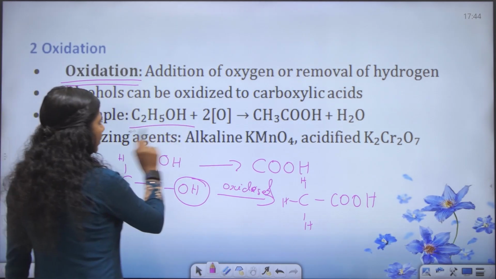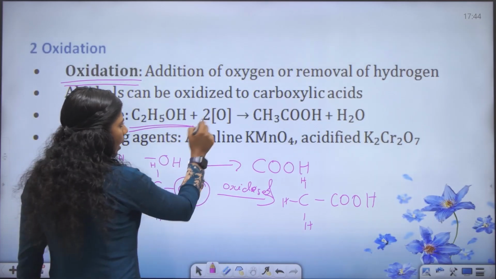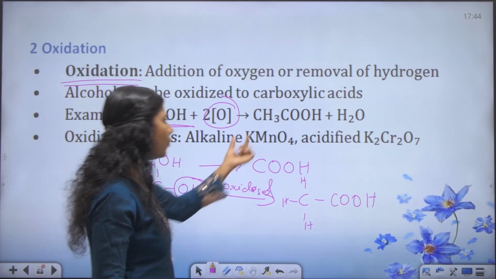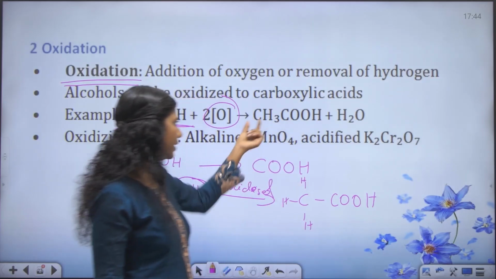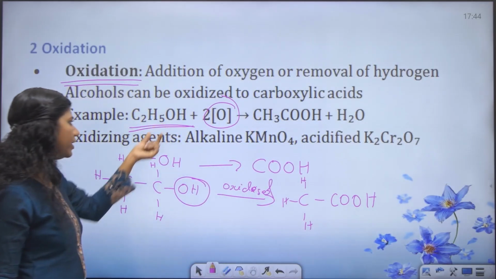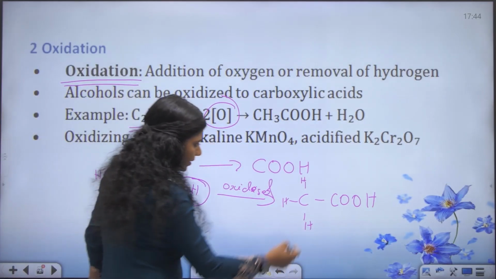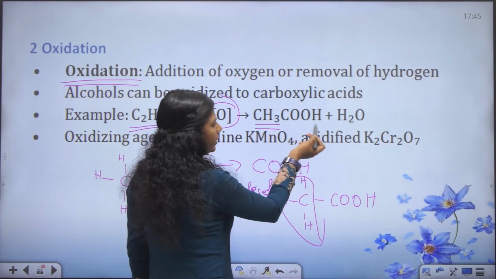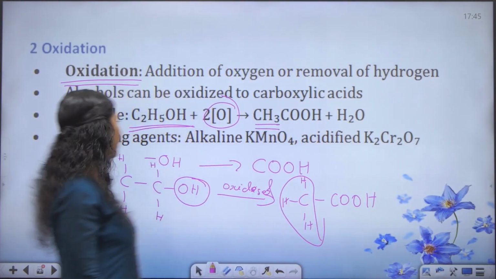Example, ethanol, C2H5OH, plus 2[O]. This means oxidation, to form CH3COOH. C2H5OH is ethanol. CH3 means the first carbon atom is connected to 3 hydrogen atoms, and COOH, plus a water molecule.